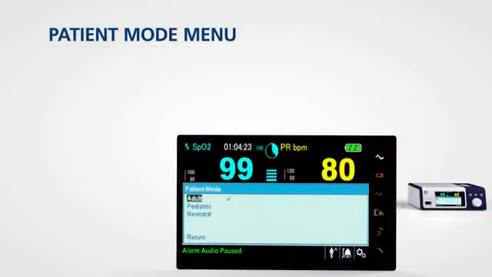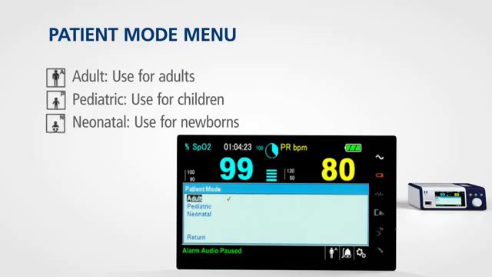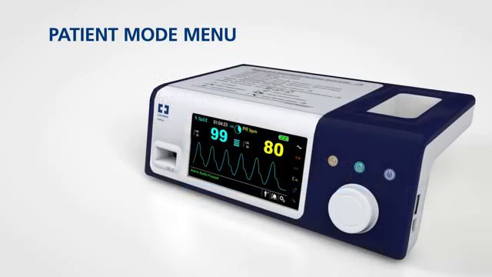The patient mode menu allows you to choose settings for adult, pediatric, or neonatal patient. To access this menu, just rotate the jog dial to highlight the patient mode display area and press.